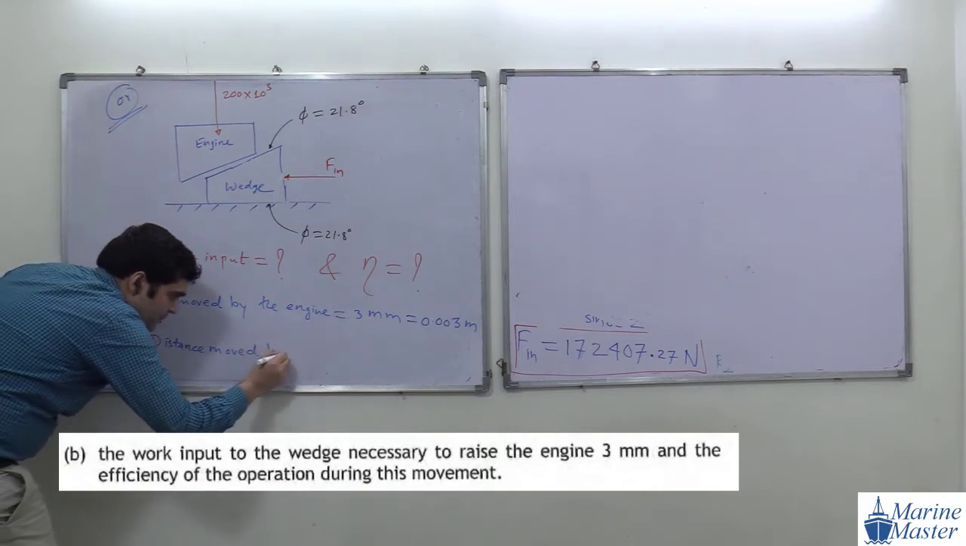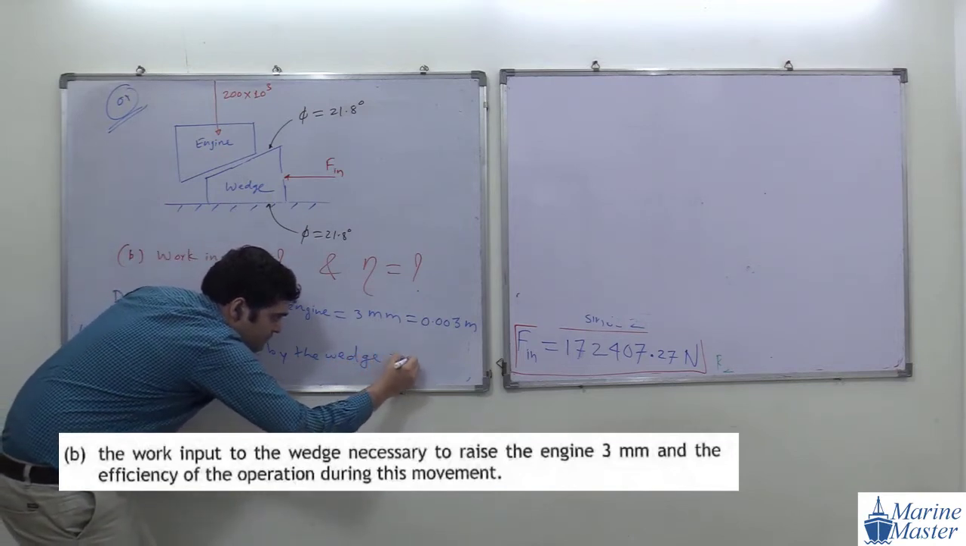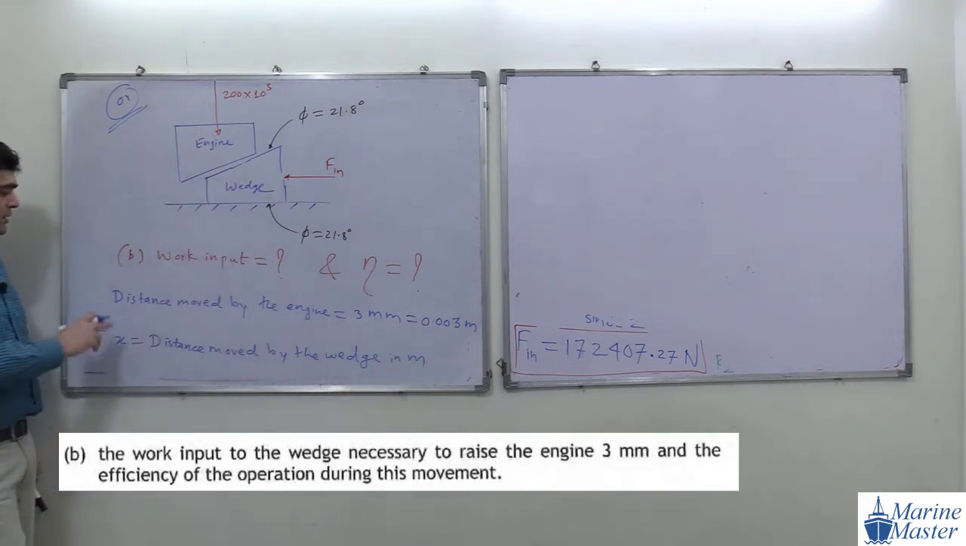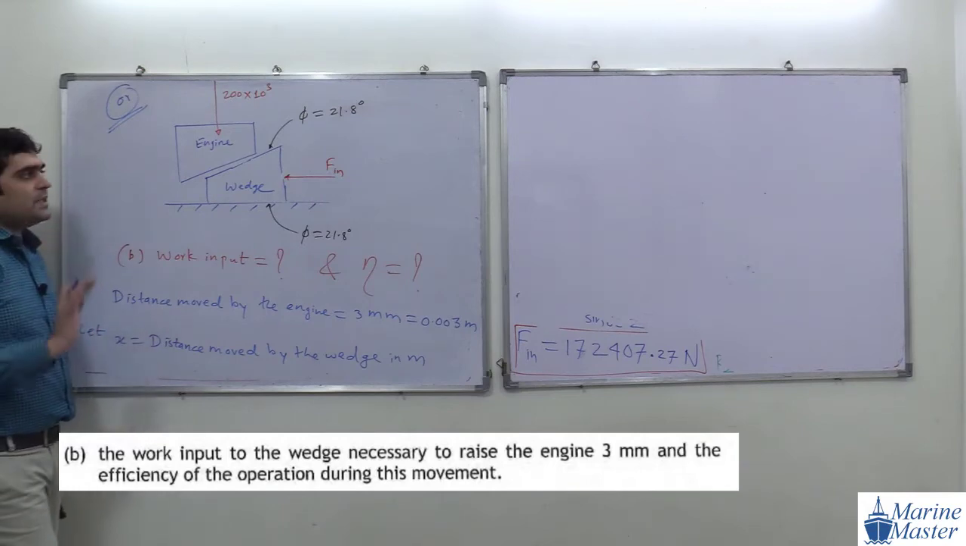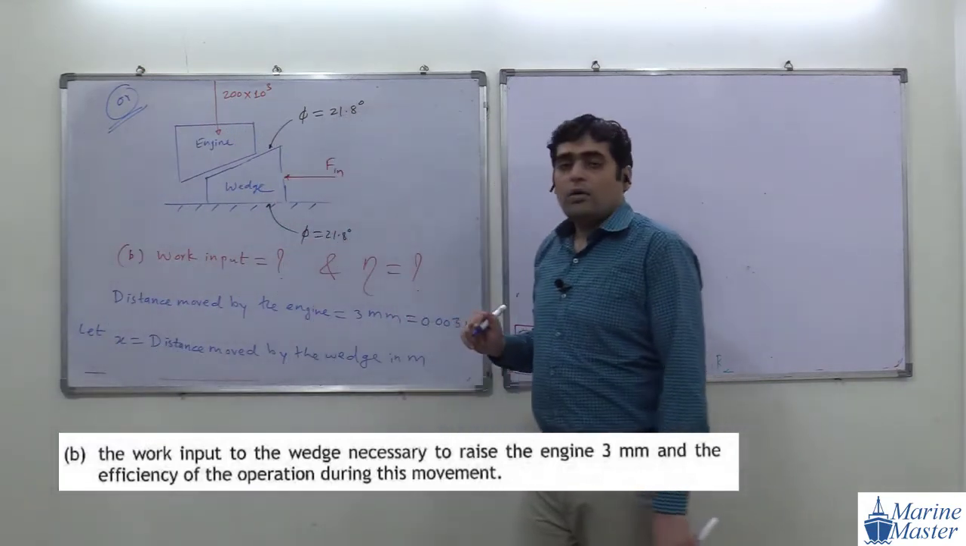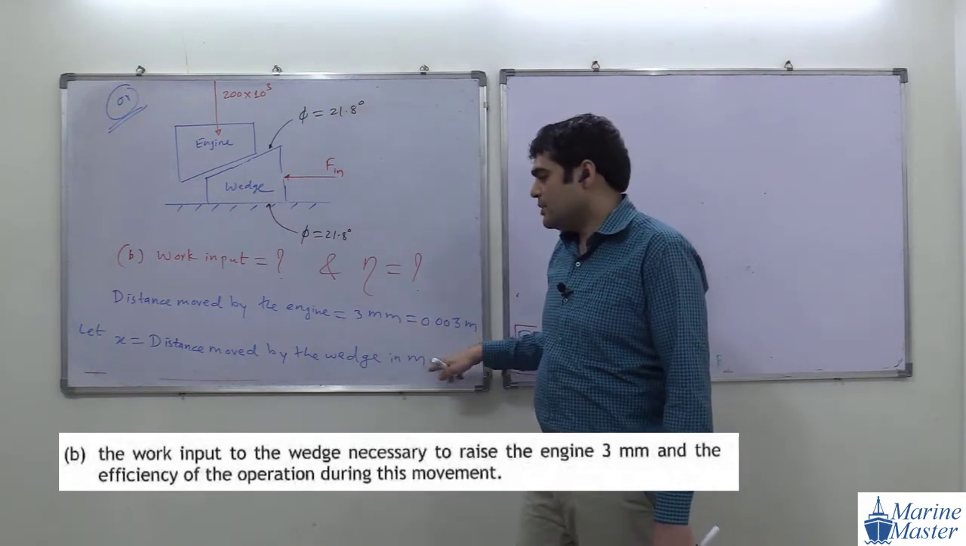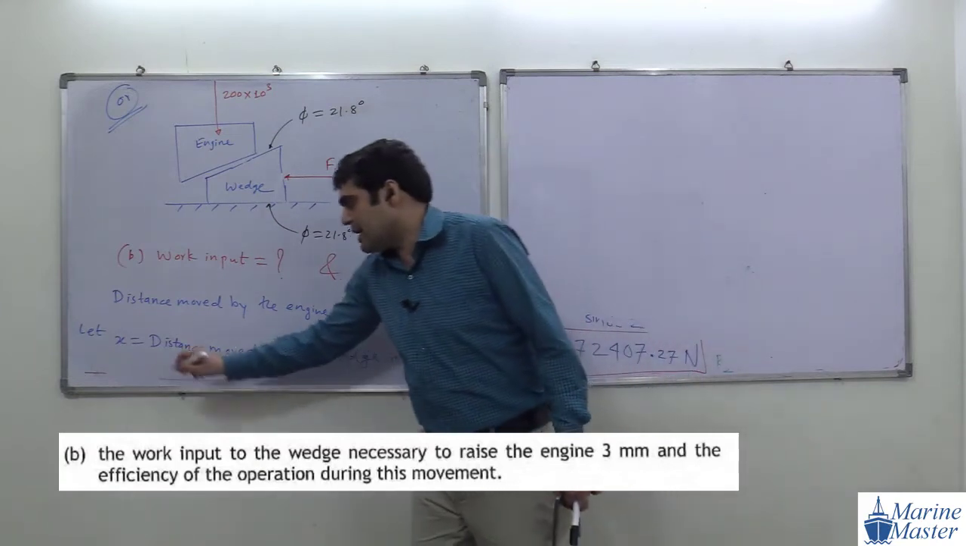Distance moved by the wedge in meters. Okay guys, are you getting my point? X means the distance moved by the wedge. Now here, the engine is moving by how much? 3 mm. The engine is moving by 3 mm, and the wedge is moving by x. We are assuming it as x.